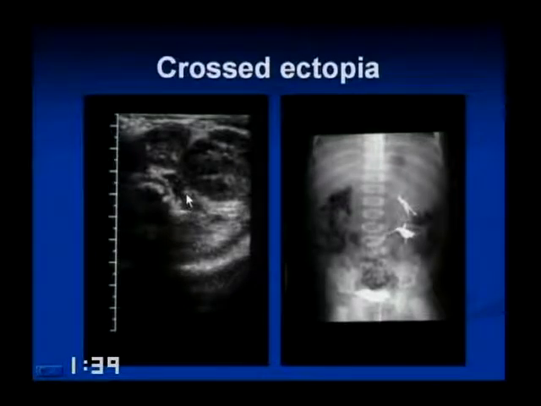The slide on your right is from an excretory urogram, an IVP. We don't do those very often anymore. And if you look, you can see this is the left kidney, which has ascended appropriately, and the lower kidney is the right kidney that has crossed the midline. The ureter for the right kidney is in the expected location on the right side of the bladder.